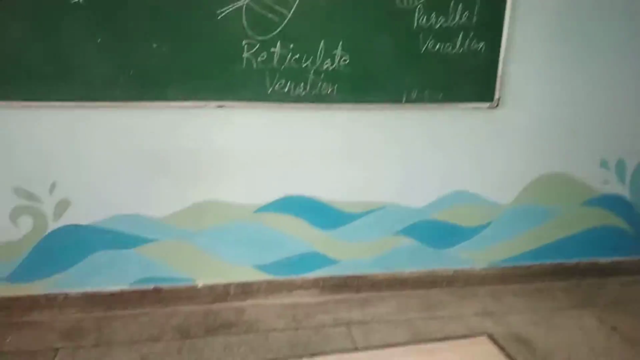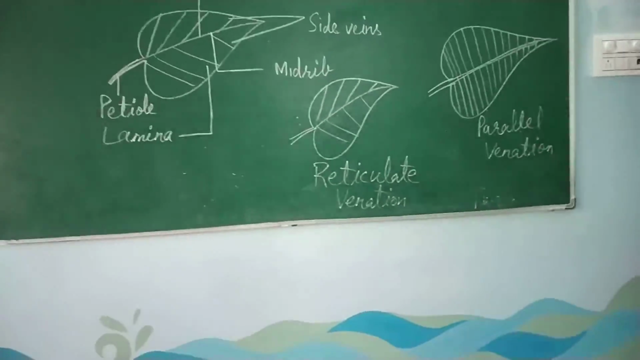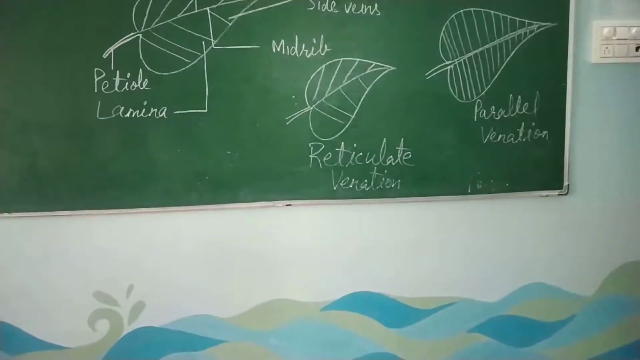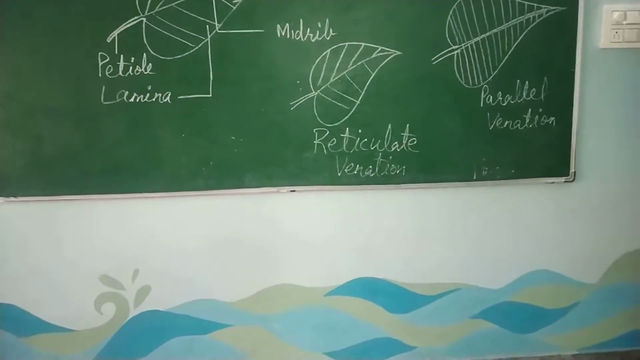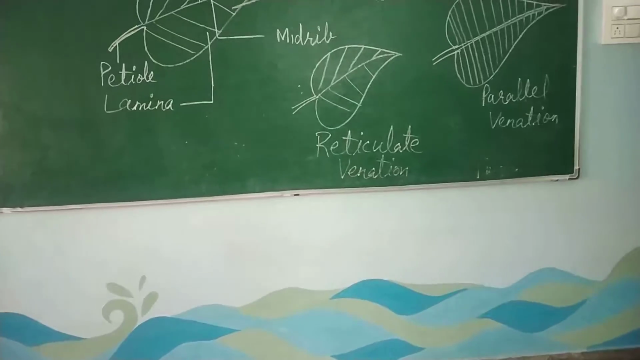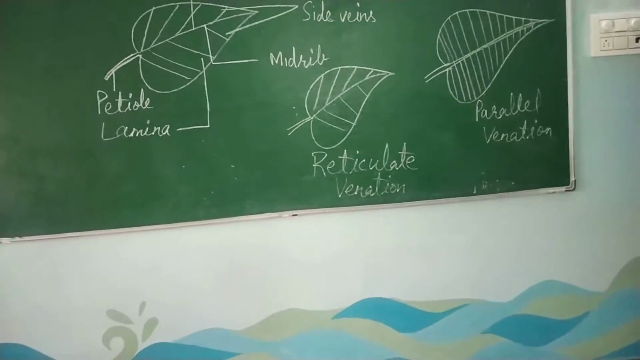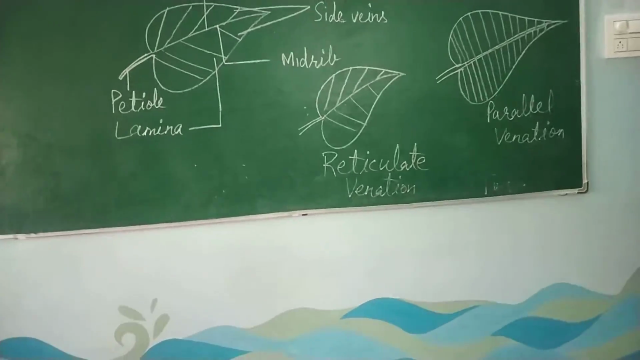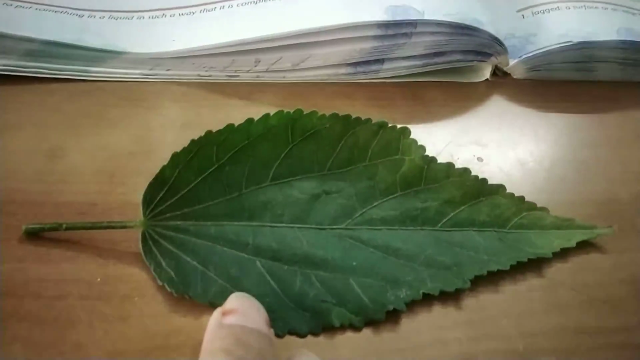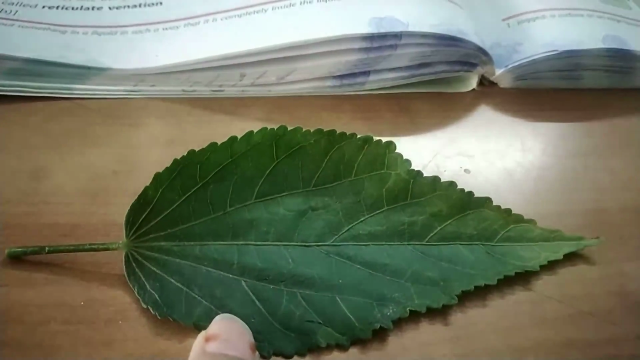Okay. Now if we are talking about reticulate venation, what is reticulate venation? In plants with taproot, the veins on the leaves form a net-like design. This pattern is known as reticulate venation. I am showing you the reticulate venation on the leaf also. You can see here the net-like pattern on the leaf. So this is known as reticulate venation. So this was regarding the parts of a leaf.